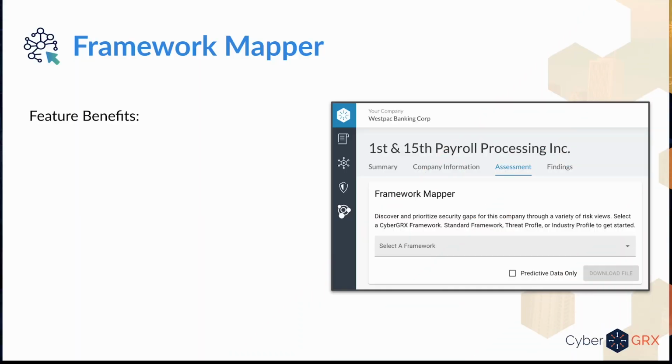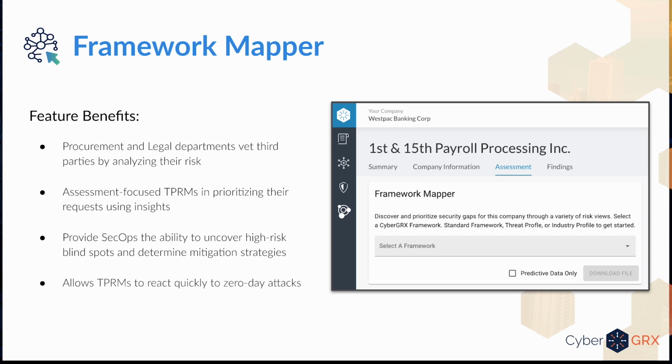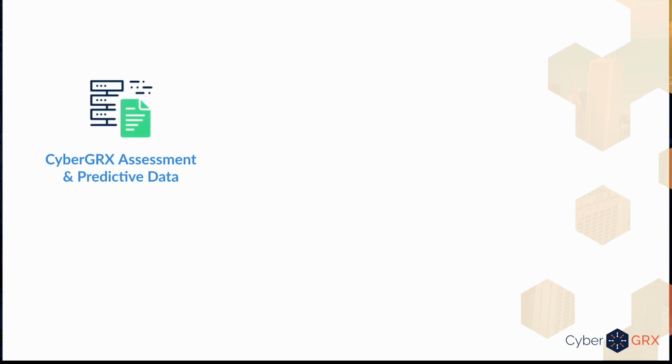The Framework Mapper can help procurement and legal departments vet third parties by analyzing their risk, assist assessment-focused TPRMs in prioritizing their requests using insights, provide SecOps the ability to uncover high-risk blind spots, and allow TPRMs to react quickly to a zero-day attack.